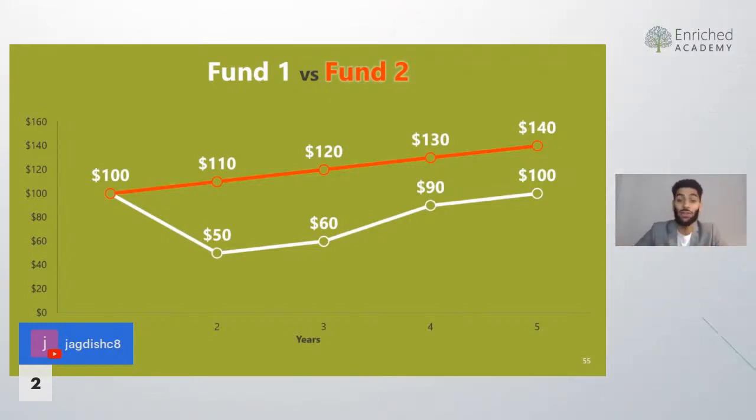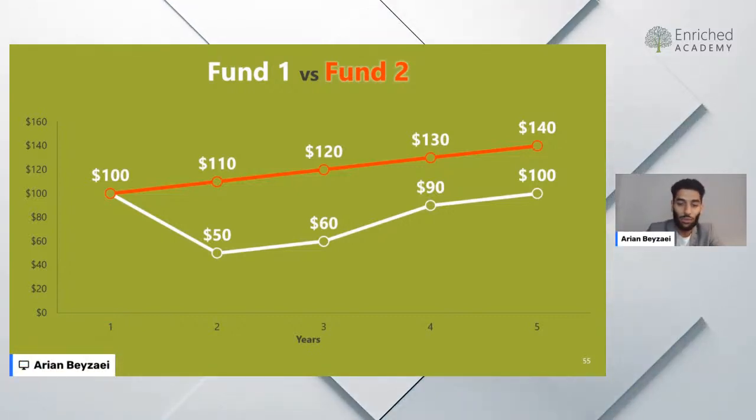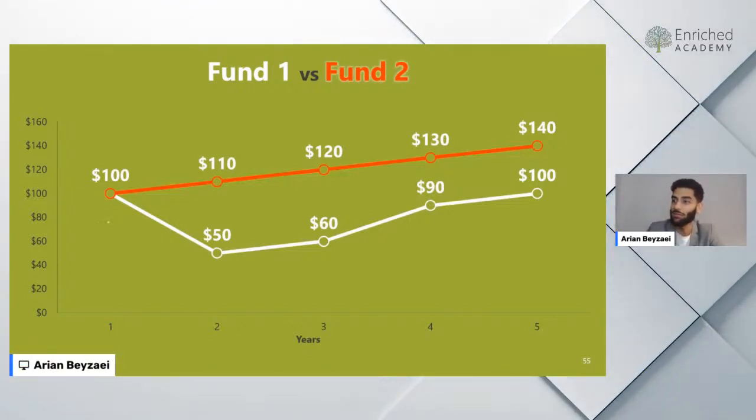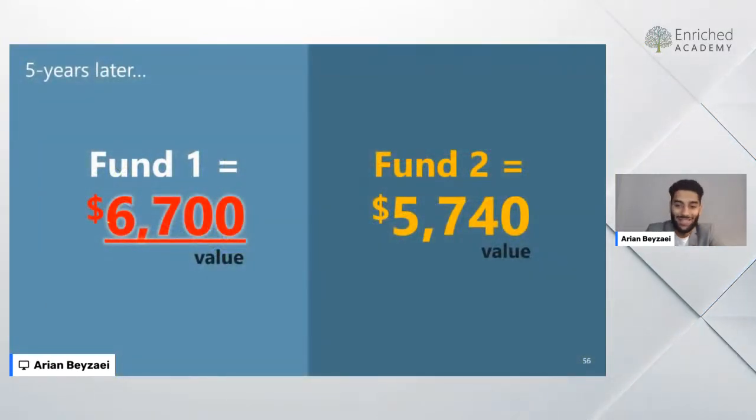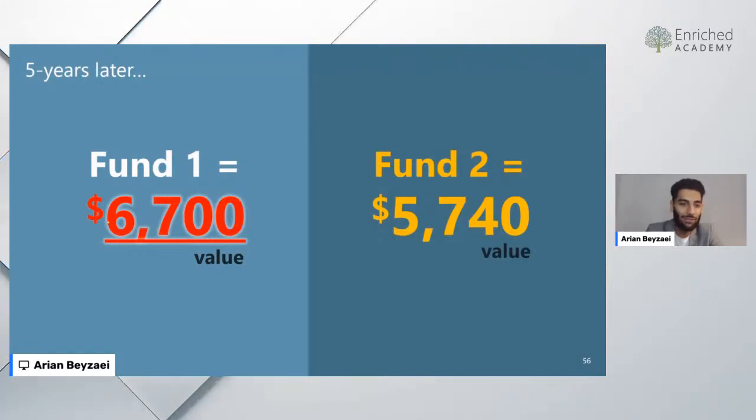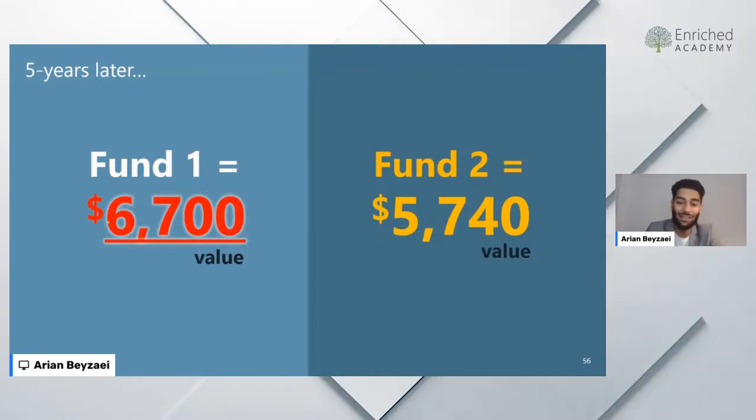Okay, most of you said fund number 2. The answer is actually fund number 1. Isn't that crazy? Fund number 1, you would have made more money. You would have made $6,700, while fund number 2, you would have only made $5,740. Even though the stock started at 100 and ended at 100.